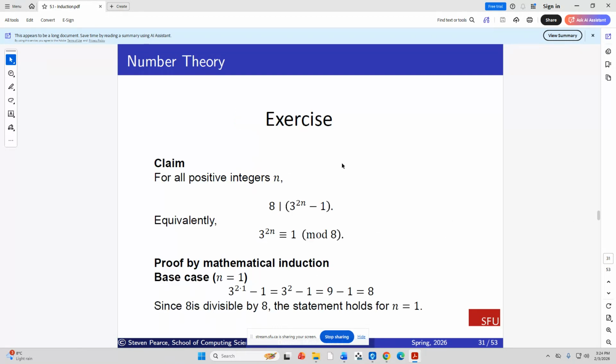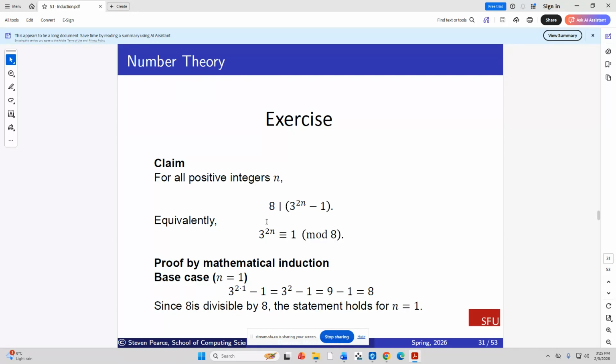Here's another one. Claim: for all positive integers n, 8 divides 3^(2n) minus 1. Or equivalently, the same way of stating this is 3^(2n) is congruent to 1 modulo 8. All right. Base case, n equals 1. Well, this is certainly true. 3 squared minus 1 is 9 minus 1 equals 8. So since 8 is divisible by 8, the statement for n holds.